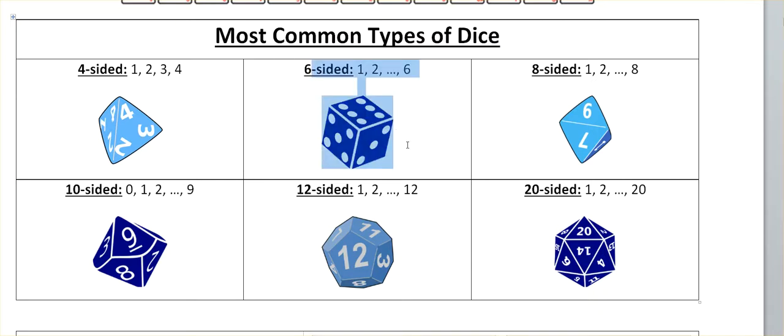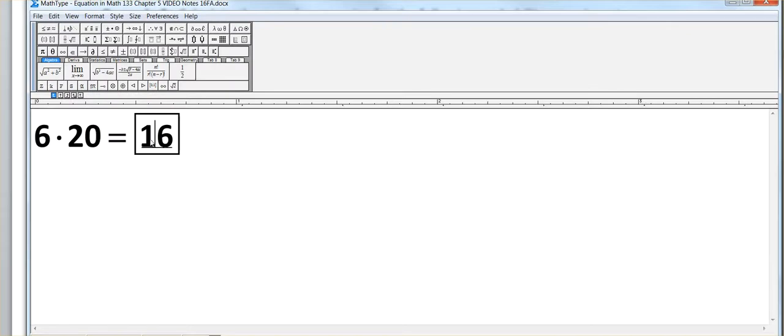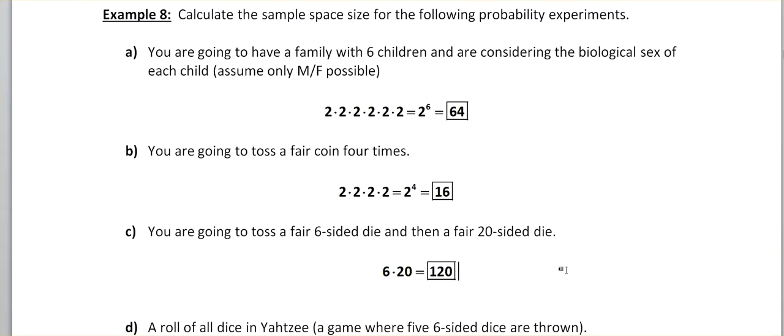So a 6-sided die is numbered 1 through 6. A 20-sided die is numbered 1 through 20. So there's 6 sides and 20 sides, and so you would multiply 6 times 20, which is 120, and that would be how many different possibilities there are. And you definitely would not want to do a tree diagram of that either.